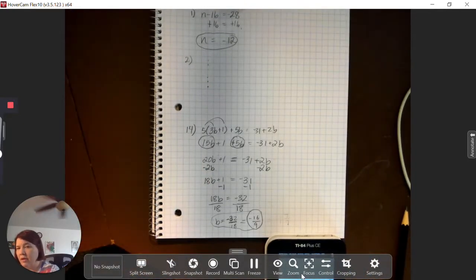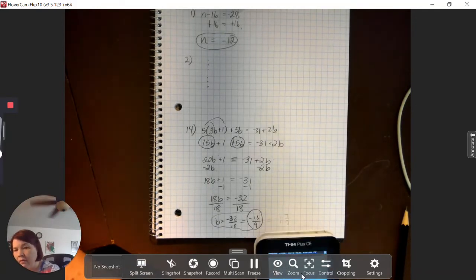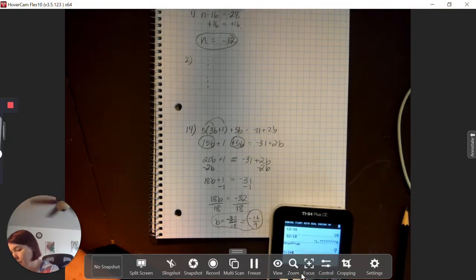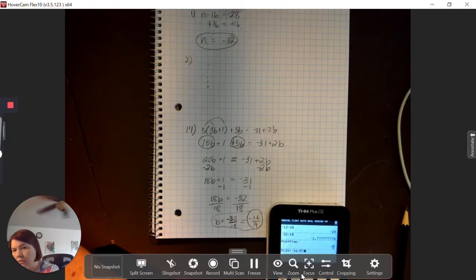But then again, that's where this calculator comes in handy. So 5 parentheses 3 times parentheses negative 16 over 9 close parentheses. So I'm timesing plus 1 close the parentheses in the problem plus 5 times negative 16 over 9 close parentheses. That's one side of the equation. And I got that. That looks really ugly. Well, negative 31 plus 2 times negative 16 divided by 9 close parentheses.